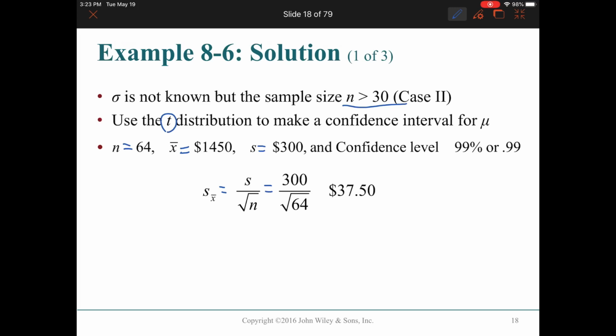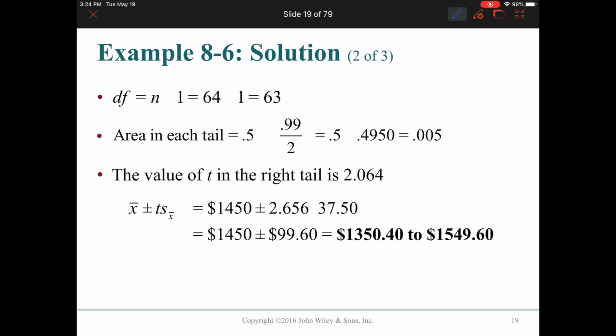So anyway, confidence level, so let's go ahead and get some calculations out of the way. There's S sub x bar, we divide by square root of n. On the regular S, we divide by 8, of course, and that's actually a nice exact number, $37.50. So, degrees of freedom is now 63.